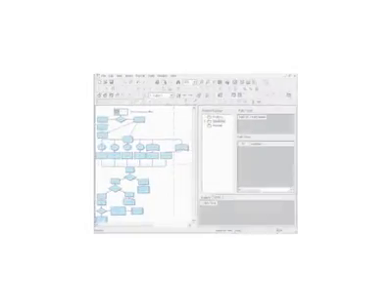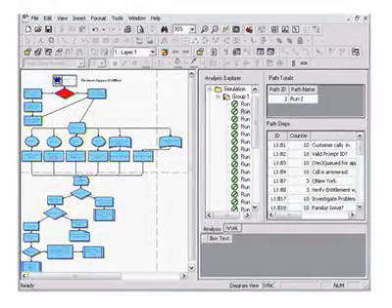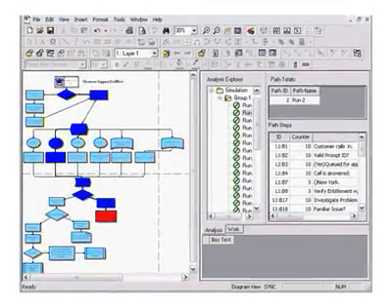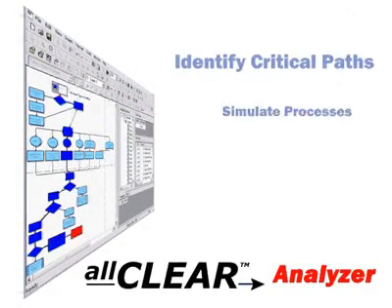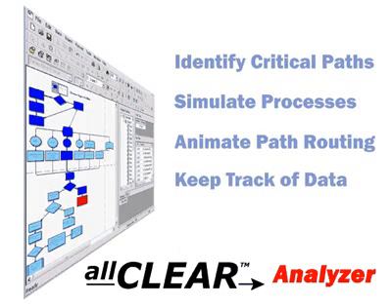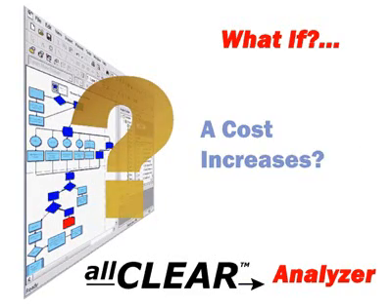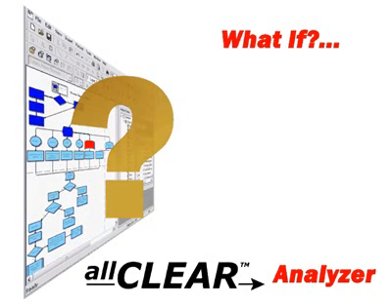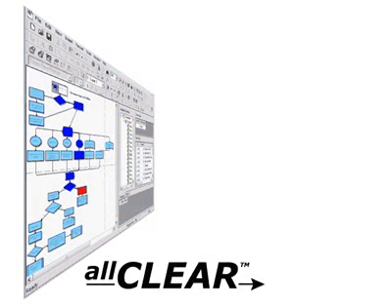In addition to this fast and powerful flowcharting solution, the Analyzer Edition can link valuable data into your process flows. This enables a user to identify critical paths, simulate processes, animate path routing, and keep track of your analysis, simulation, and what-if scenarios. What if I change a process step? What if a cost increases? What if my man-hours pay rates increase? allCLEAR will analyze these and show you the effects on the process.